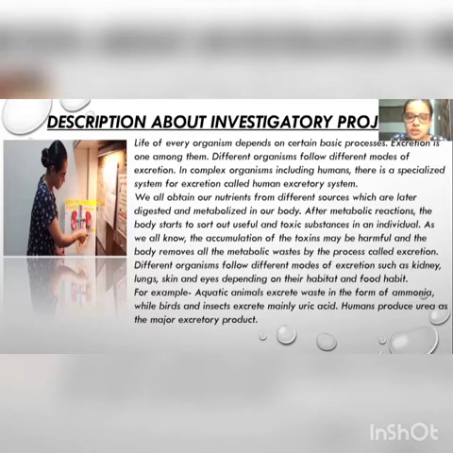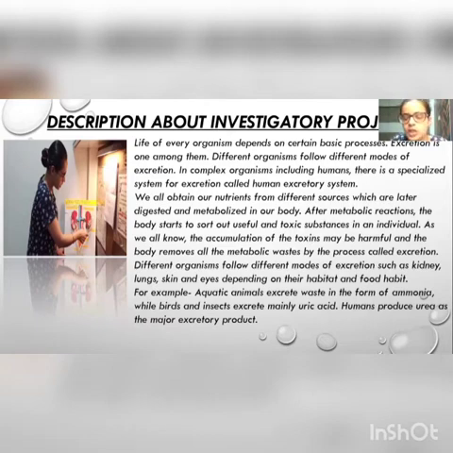After metabolic reactions, the body starts to sort out useful and toxic substances. That's what I'm talking about, 70 and 30%: whatever is useful is 70%, and 30% is toxic. As we all know, the accumulation of toxins may be harmful, and the body removes these metabolic wastes by the process called excretion. Different organisms follow different modes of excretion, such as kidney, lungs, skin, and eyes, depending on their habitat and food habit.